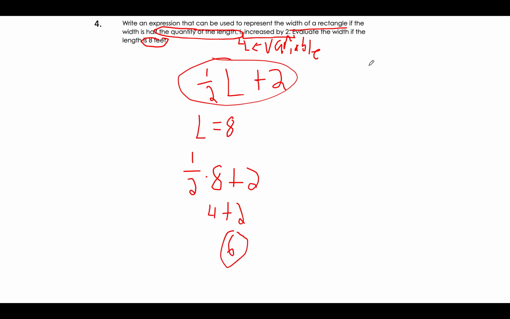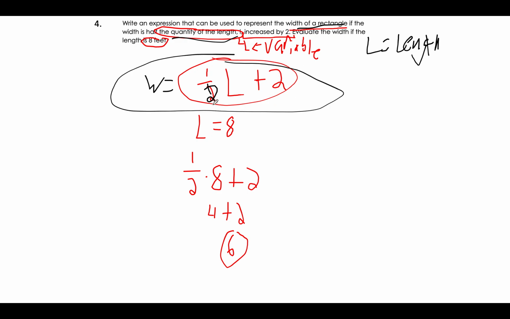Alright, we're looking at question number 4 now. Write an expression that can be used to represent the width of a rectangle if the width is half the quantity of the length, where L is our variable and L is going to represent the length, increased by 2. Then find the width if the length is 8. So, our width is going to be half the quantity of the length L, so that's why we have 1/2 L. Then we're going to add 2 to it, and that's how we find our width. We take half the length and we add 2 to it. That's given to us in the problem.